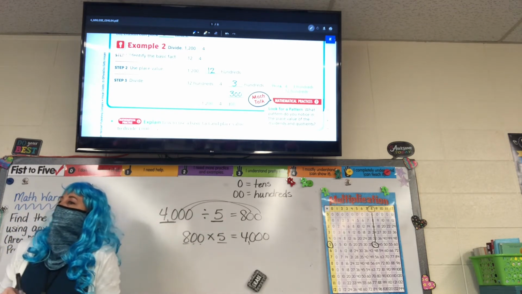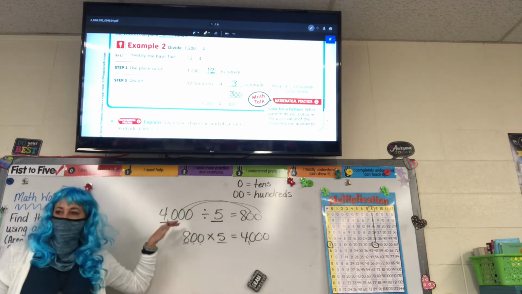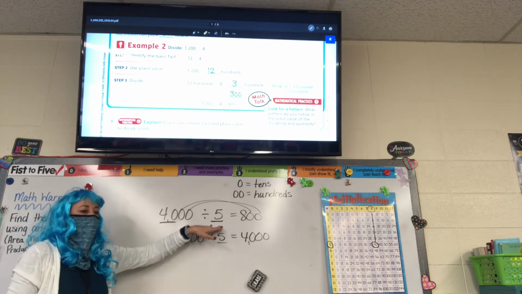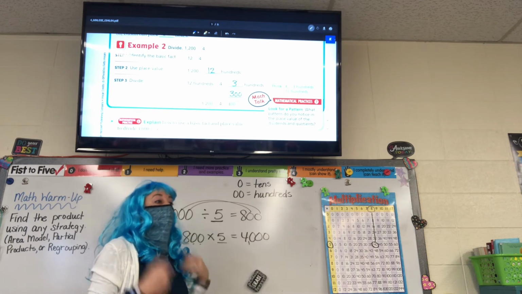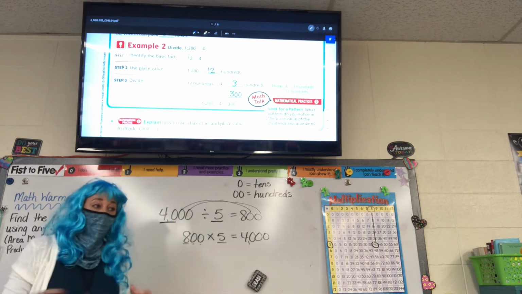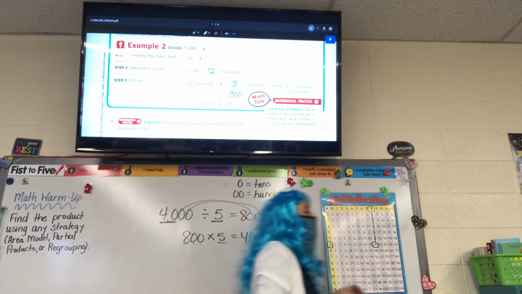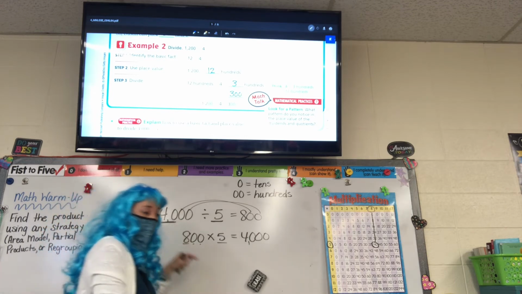Would it make sense, think about this for a second, would it make sense to say 4,000 divided into 5 groups, Jace? Everybody would get 8,000. No. So that's why we don't bring over 3, okay? So you have to think. Because you know this number is going to be smaller than this number for sure, okay?